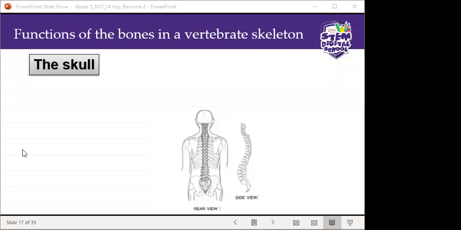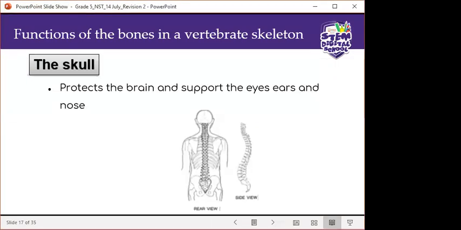Right, Shengi? To protect the brain. Beautiful. Thank you very much. So Shengi says the function of the skull is to protect the brain, and that is correct. Nesedi, just make sure that your mic is mute. I will unmute you for the second question. So the skull protects the brain and supports the eyes, ears, as well as the nose.